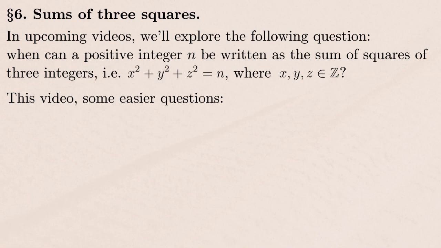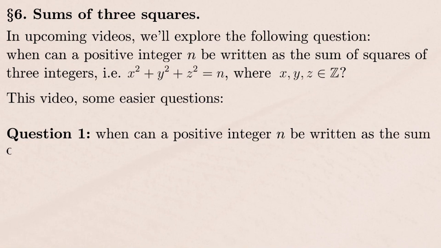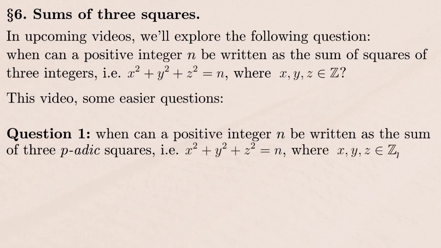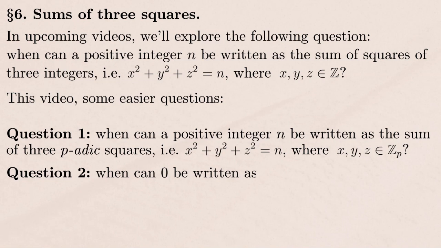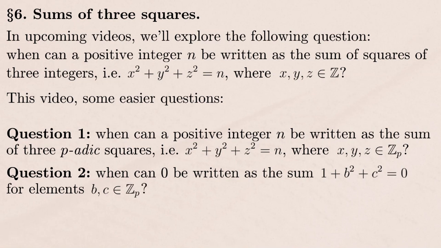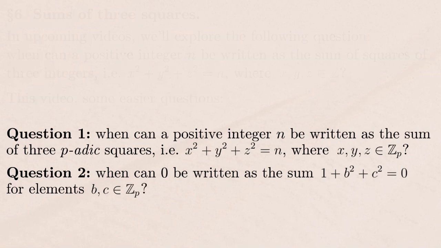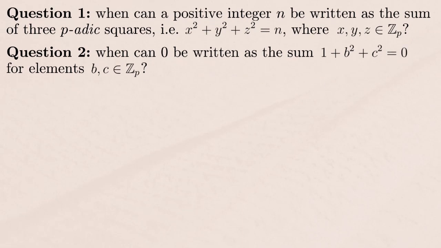Let's consider two questions. Question 1. When can a positive integer n be written as the sum of three p-adic squares, that is, x squared plus y squared plus z squared equals n, where x, y, and z are in Zp? And when p is odd, we'll consider the very closely related question 2. When can 0 be written as the sum 1 plus b squared plus c squared, where b and c are in Zp? Okay, so when p is odd, what's the relationship between these two questions?